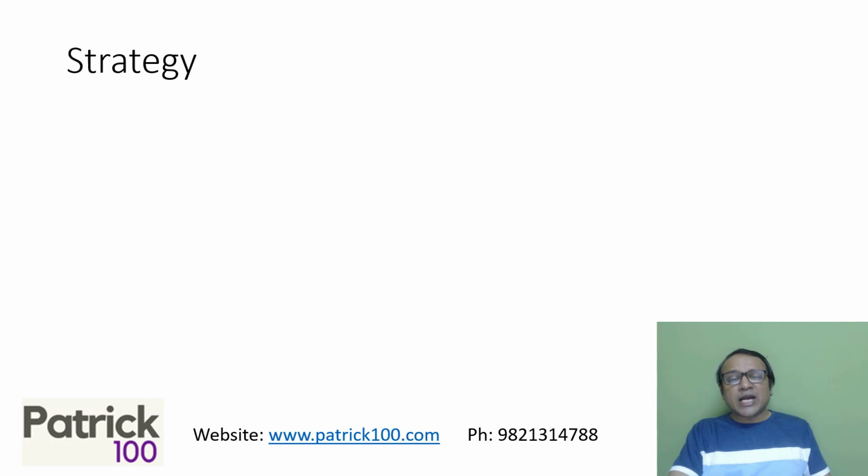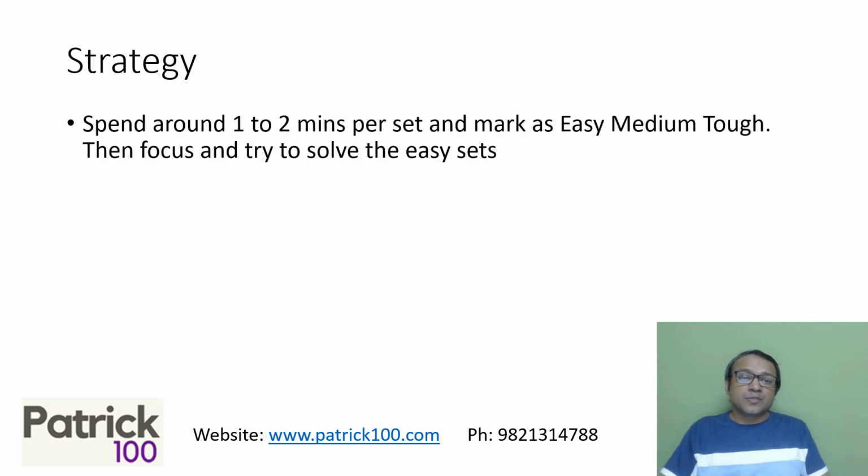So let's start with what strategies you can adopt for DILR. One strategy is that you go to all the eight sets. This is what I normally recommend people to start with, because this helps you to select the questions. Spend around 1 to 2 minutes per set and mark all the eight sets as easy, medium, or tough. It will take around 10 to 15 minutes to go to all the sets. Let's take 15 minutes. You still have 45 minutes left, and you have already marked easy, medium, and tough.